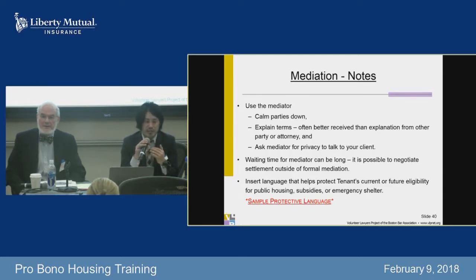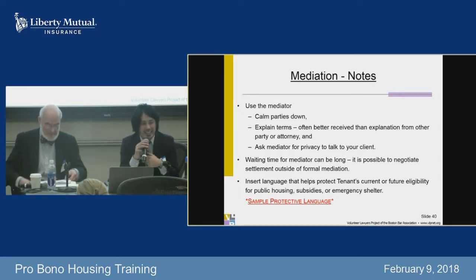And the mediators have done this a lot. They're very professional at the housing court. They've heard lots of different stories. They've done a million cases. They've helped settle a million claims. So they're a great resource and a great tool that you can use.